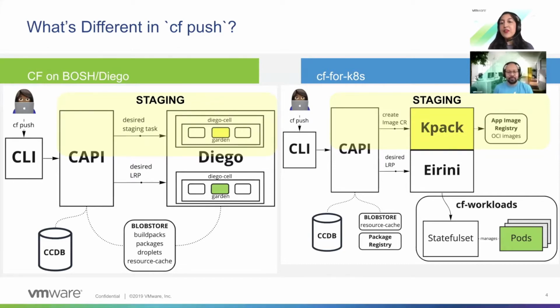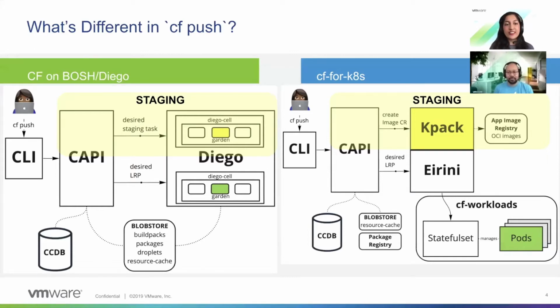Now, in a Diego-less CF for K8s world, how does staging occur? There is this new component that CAPI is interacting with called KPAC, which is a Kubernetes native container build service. And KPAC's primary purpose in this flow is to use cloud native build packs in order to build runnable app images. So CAPI provides an image custom resource to KPAC, and then KPAC automatically builds the app and places the image in a configured app image registry. We'll definitely be going through this process in more detail in the next slide.